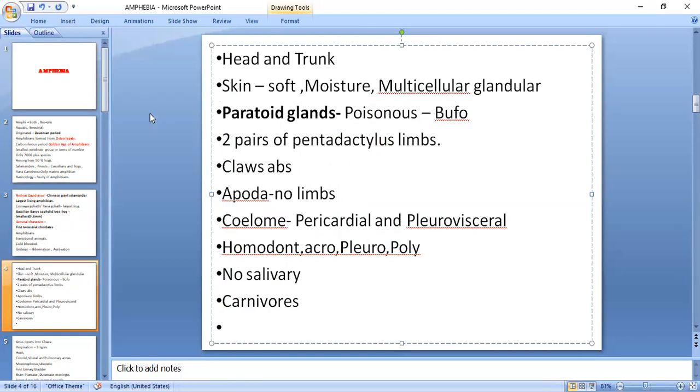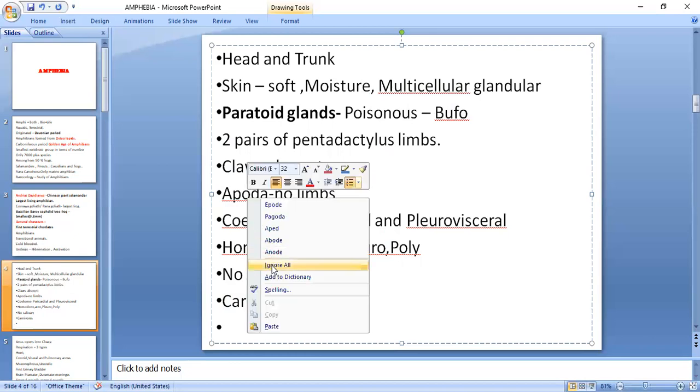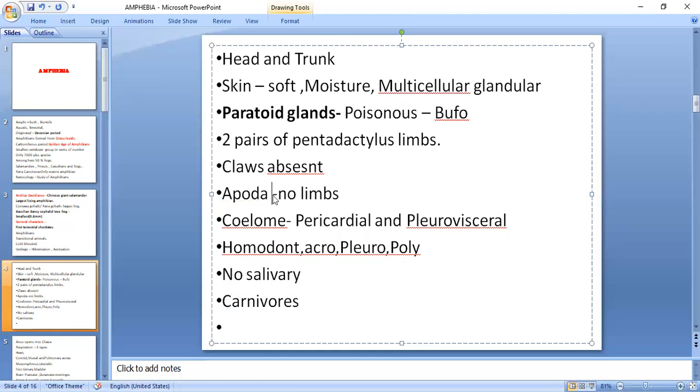Limbs have five digits. Apoda animals, a kind of amphibians, are like earthworms and do not contain limbs. The coelom is divided into pericardial coelom and pleuroperitoneal coelom. And teeth are homodont, acrodont, pleurodont, and polyphyodont. Homo means all teeth are similar.